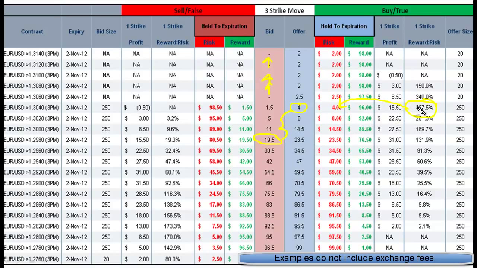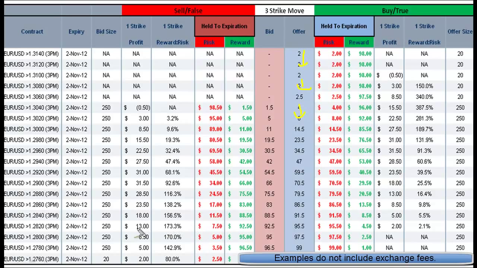So you can see, really understanding this can help you find the best one, because the one above it's 340, the one below it's 281, the one below that's 189, the one below that's 131. So you can see a much higher yield on your trade if you're accurate, and you go in and you buy this one at 4 and sell it at 19.50, and so you could set your take profit order at 19.50. Now, if I thought the market was going to move down 3 strikes or down 60 pips, then I could go in and I could look at the offer and move it down 3 times.